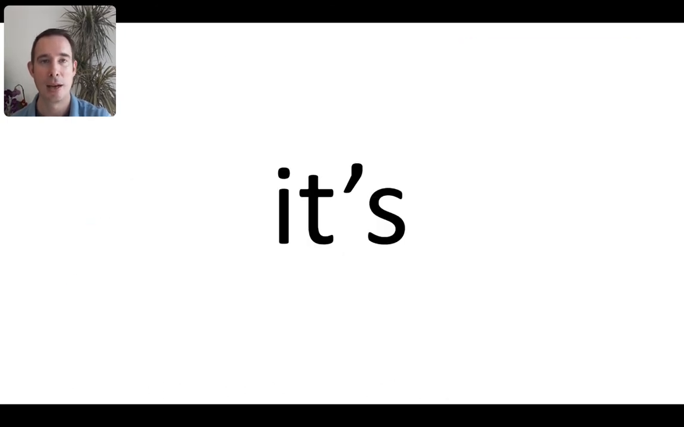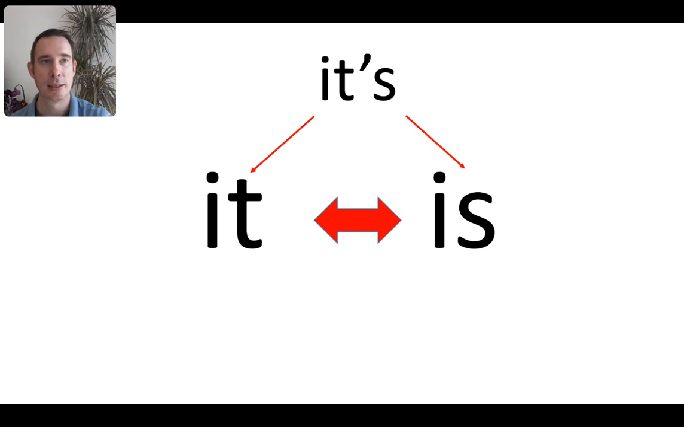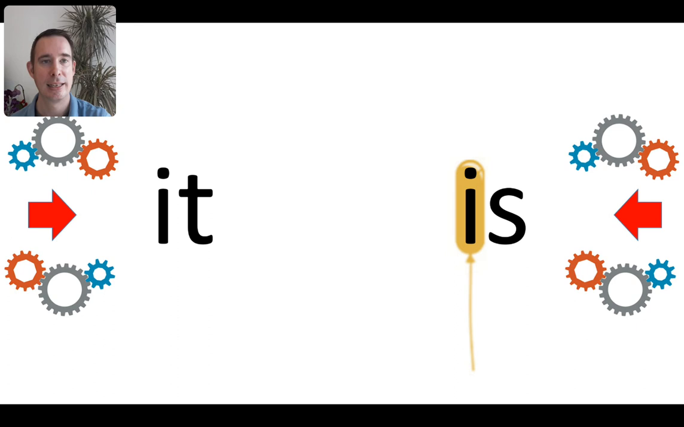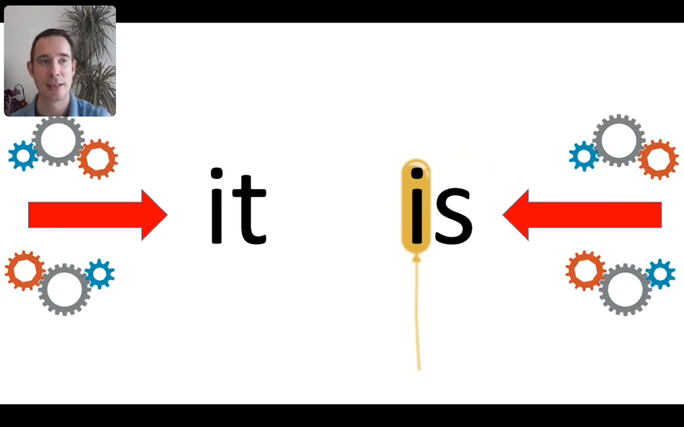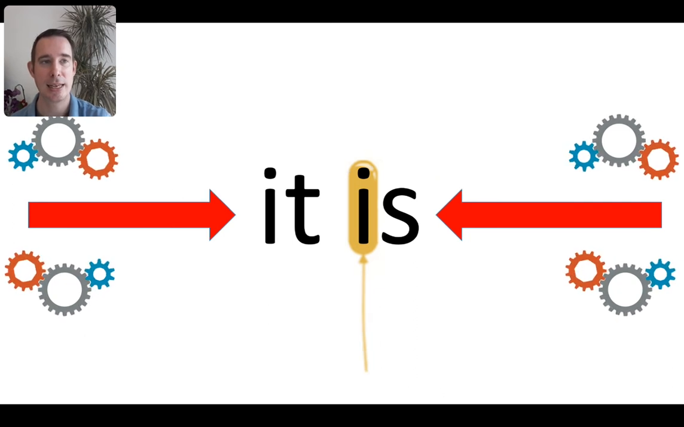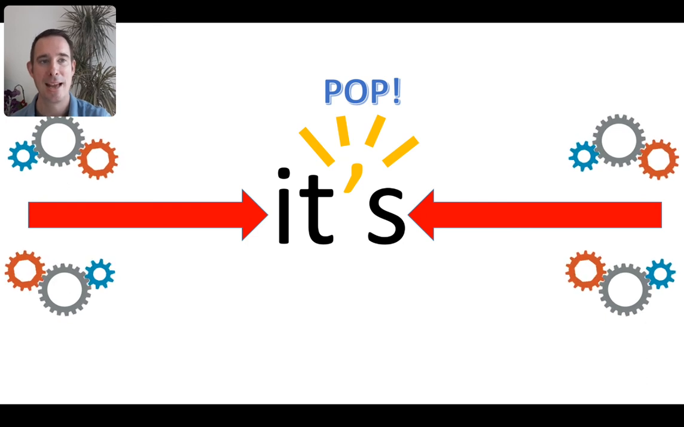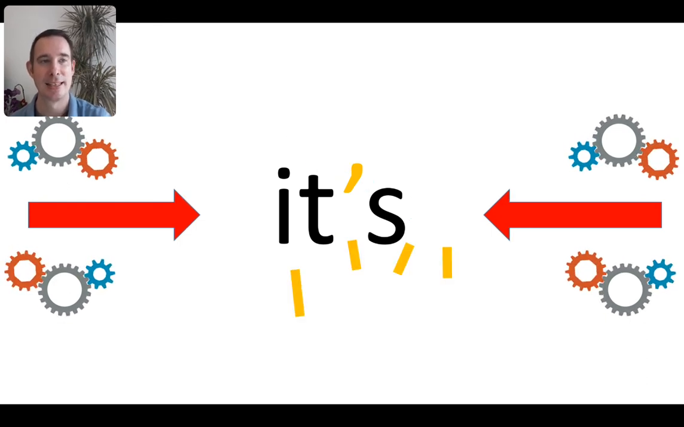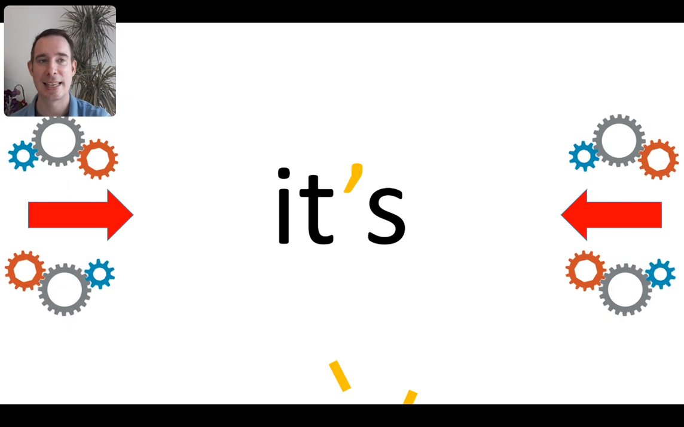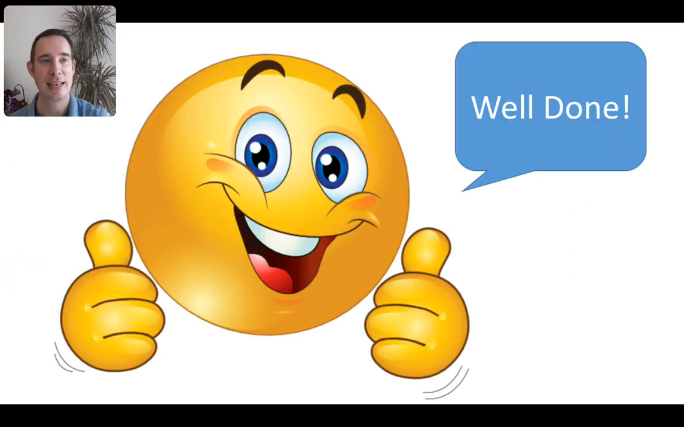Well done. All right, a review. It plus is: it's. This time I have a little balloon that's tall and long, and it's the I. The S will stay. All right, in the machine it goes. It is. It is. Squish that balloon. Pop. And there it is: it's. It is, it's. Well done.